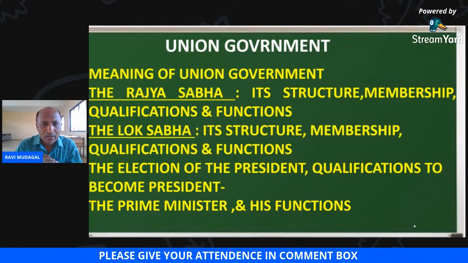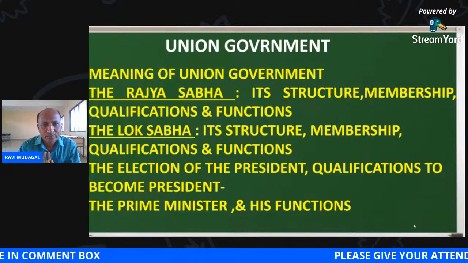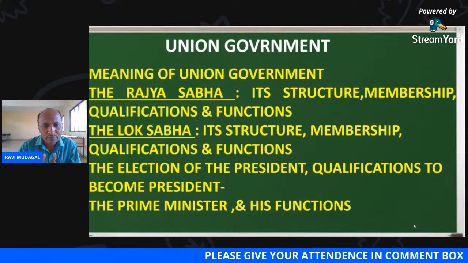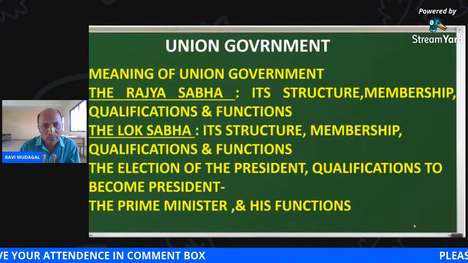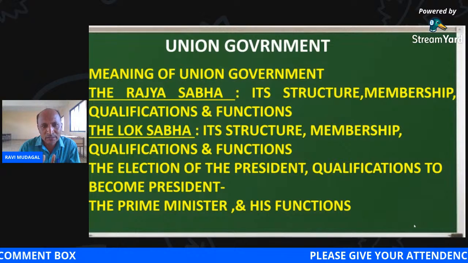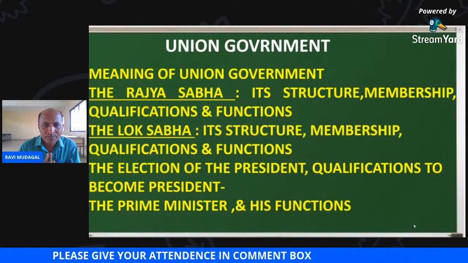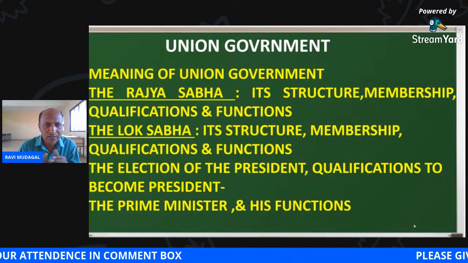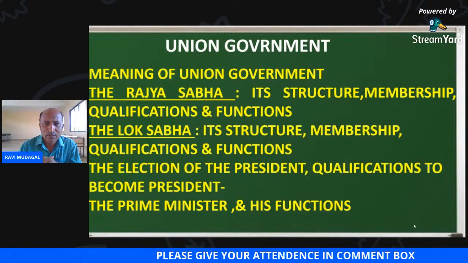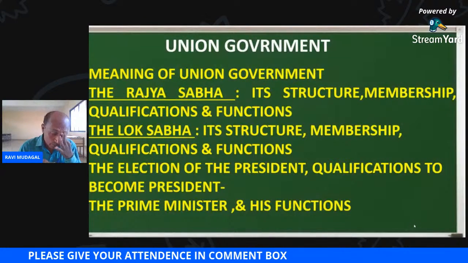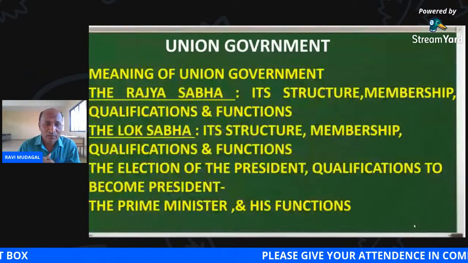Now, let me tell you about the union government. What is union government? The government that rules our country at central level is called union government. Here is the meaning of union government. In this chapter, first we are going to take a look at the meaning of the union government. The second point is the Rajya Sabha.